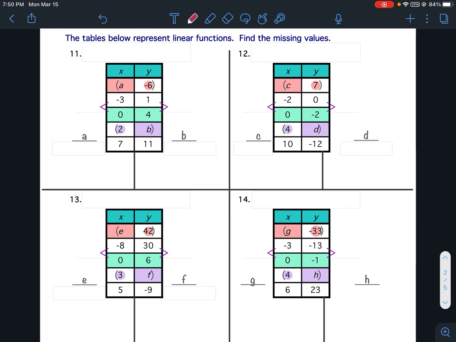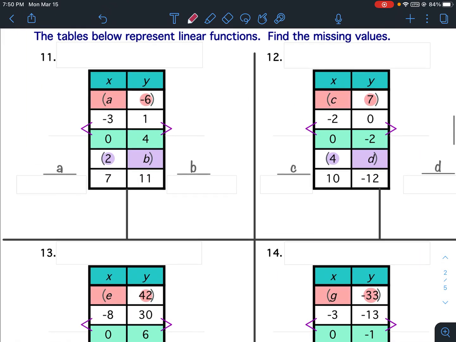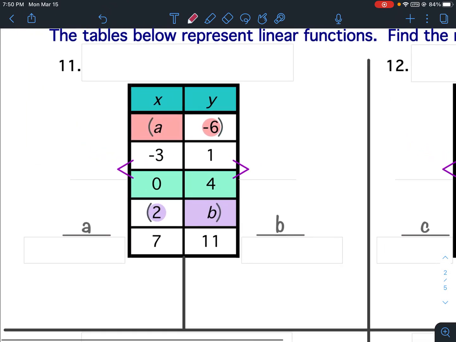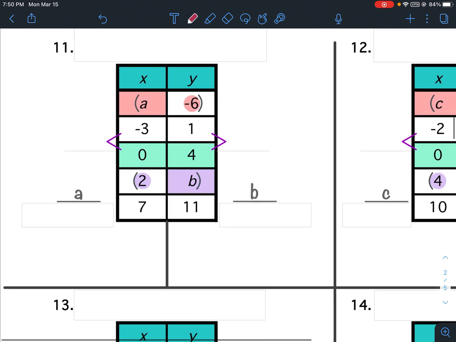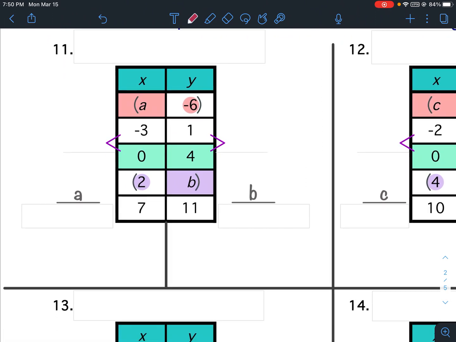Okay, so I'm going to get you started on some of these. You're going to be finishing them on your own, but I'm going to help you come up with the equations. Number 11. Remember, we have to find the missing values. In order to do that, we have to find the equation first. So we have to find slope, which is m, and y-intercept, which is b.